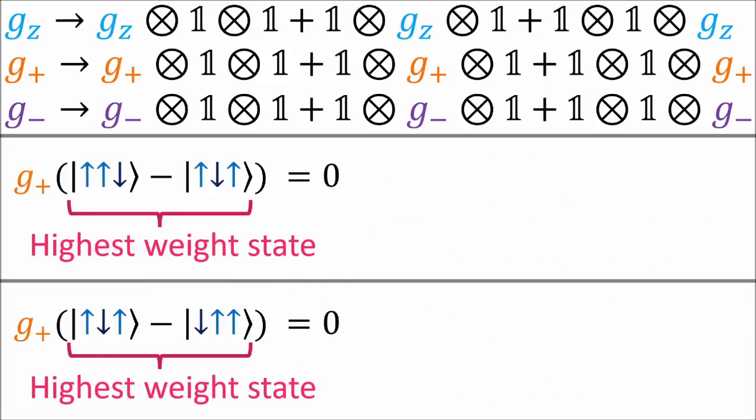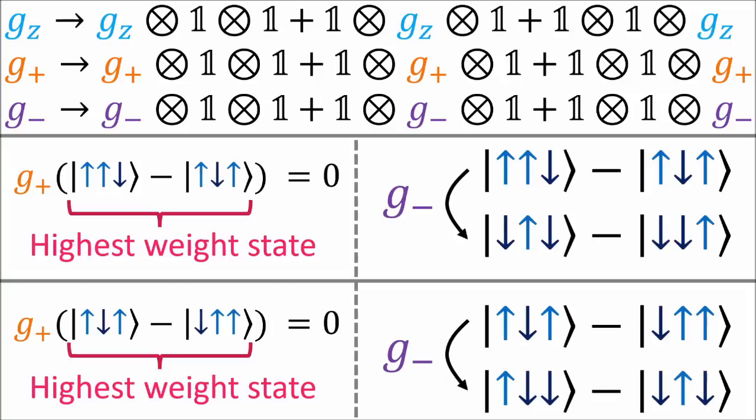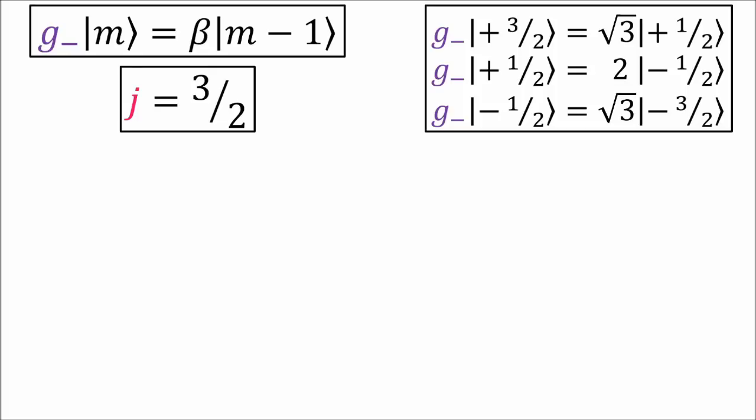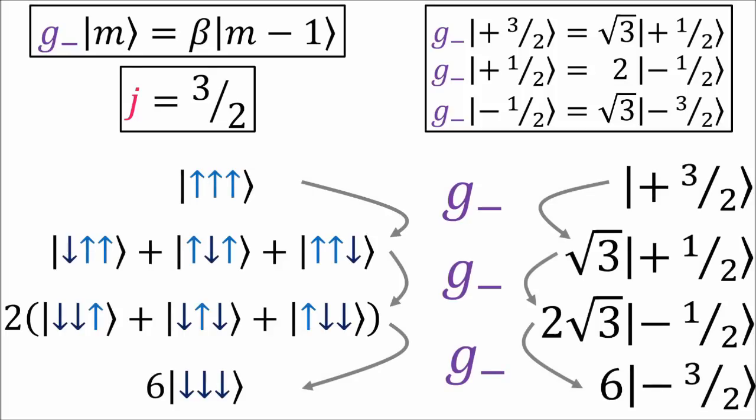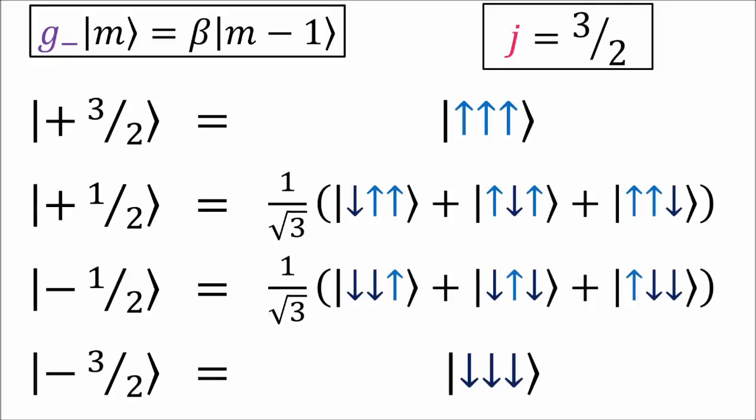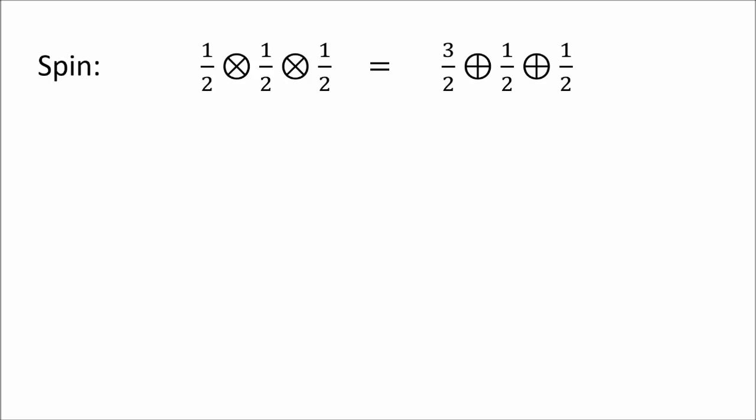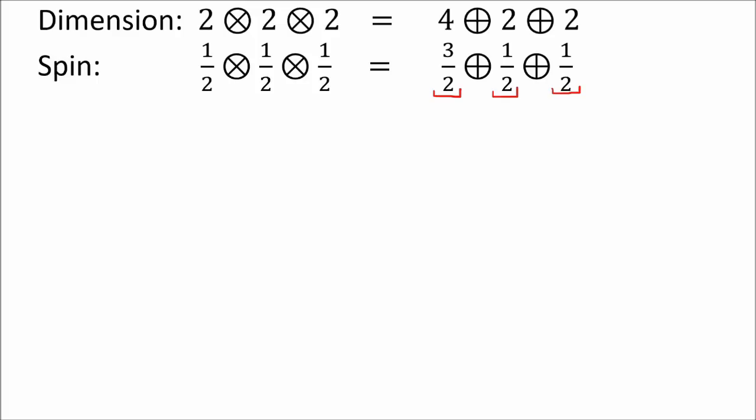We can also find 2 other highest weight states, and we find they each give us a spin 1/2 irrep. If we take the beta coefficients from the lowering operator into account, we get these normalized states here. So the tensor product of 3 spin 1/2 irreps decomposes into the direct sum of a spin 3/2 irrep, a spin 1/2 irrep, and another spin 1/2 irrep. In other words, the tensor product of 3 2x2 irreps decomposes into the direct sum of a 4x4 irrep and a pair of 2x2 irreps.